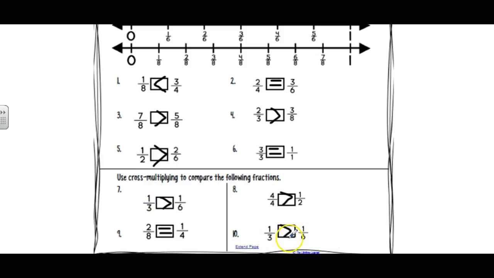Oh look, that's the exact same fraction. 7 and 10 is the exact same fraction. Don't know why they did that, but same numerator. Remember, you look at the denominator. The bigger the denominator, the smaller the parts are going to be.